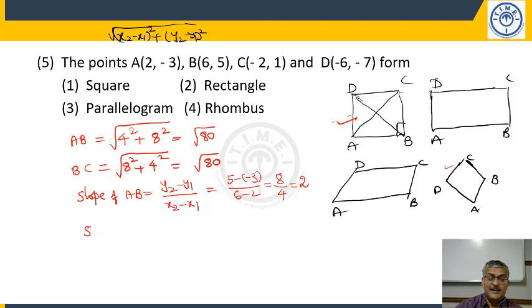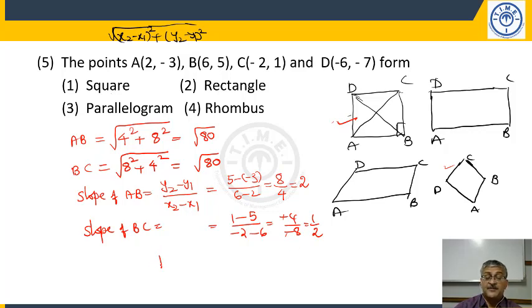And similarly, we calculate the slope of BC. Again the same formula we apply. It is 1 minus 5 by minus 2 minus 6. That is minus 4 by minus 8, which is nothing but 1 by 2. Minus minus cancel, it is 1 by 2. So slope of AB is 2, slope of BC is 1 by 2.